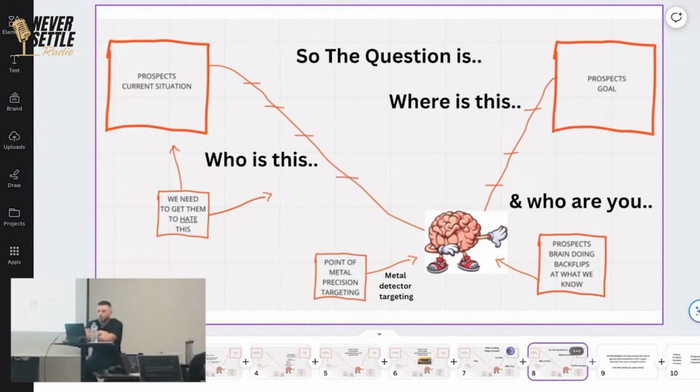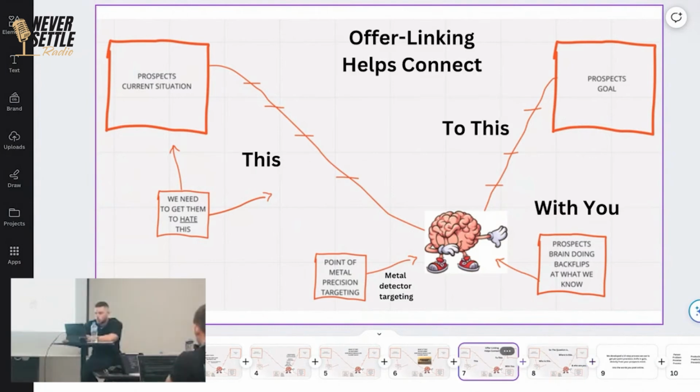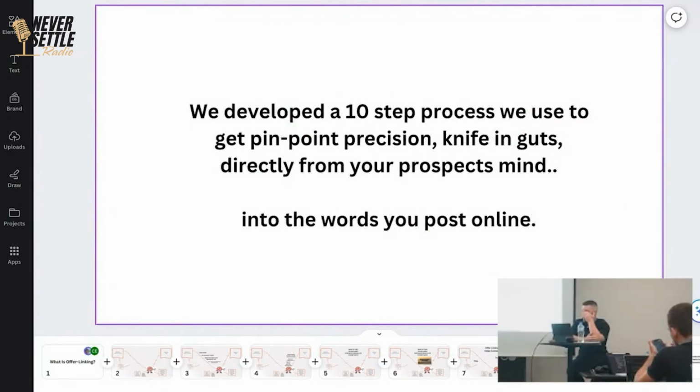So the question is, who is this person? Where do they want to get to, and who are you to them? That's the question you guys are going to be able to answer today. The idea is that we just want to connect all these things inside their brain to you being the person that solves that for them. We developed a 10-step process to get pinpoint precision in that. We want knife in guts very frequently and directly, from your prospect's mind into the words that you post on a daily basis, if that makes sense.